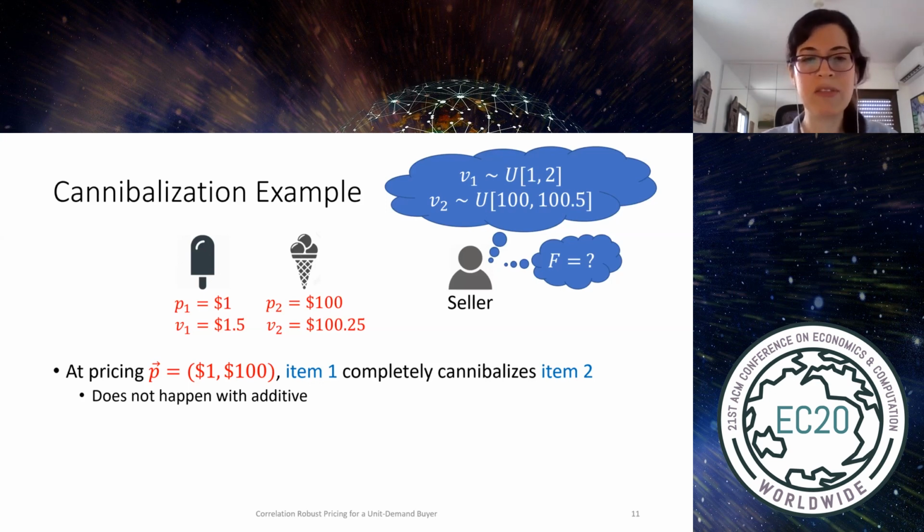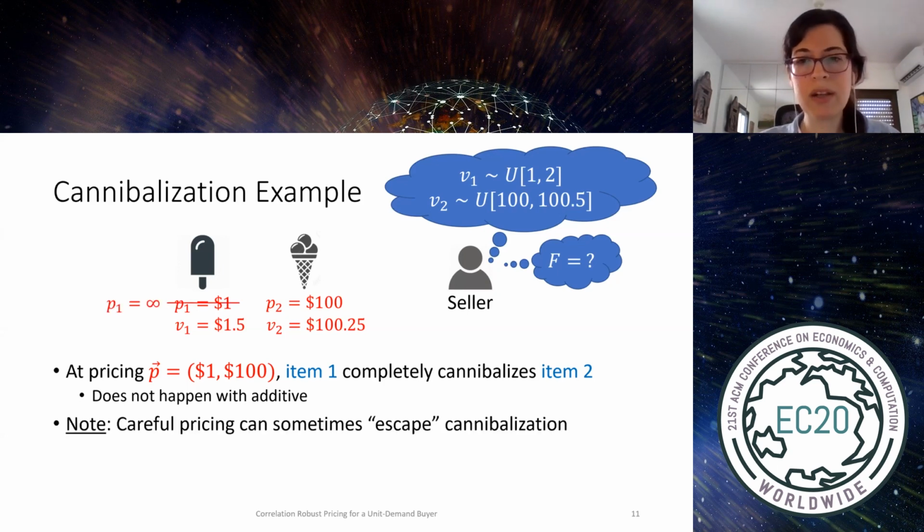This wouldn't happen with additive, because an additive buyer will always buy both of the items, because they both have positive utility. One more thing to notice in this example is that if you price carefully, you can sometimes escape cannibalization. If you took the first item off the market by pricing it at infinity, you would always get the higher revenue. Now that was a particular realization of the values.